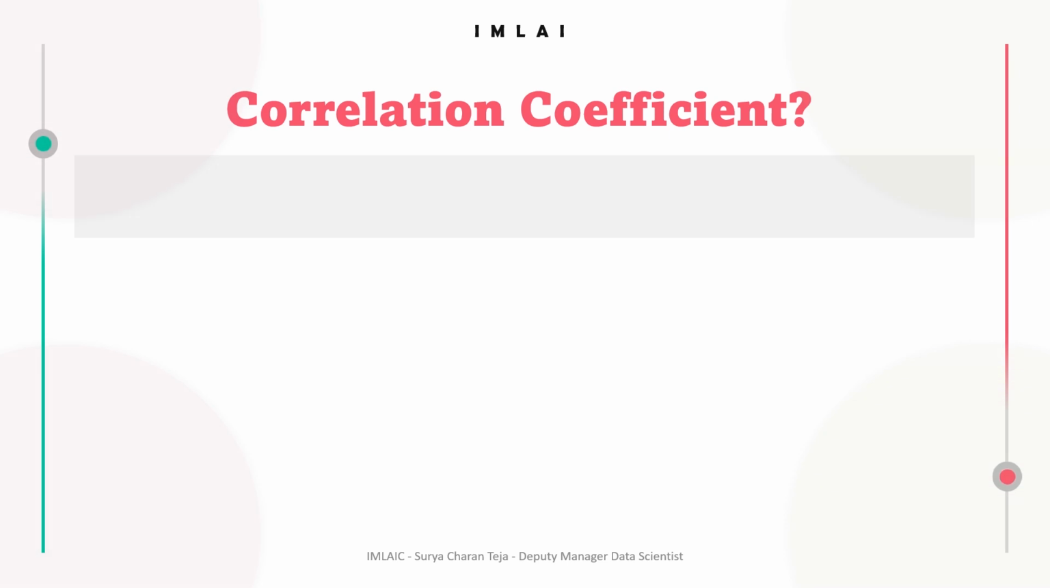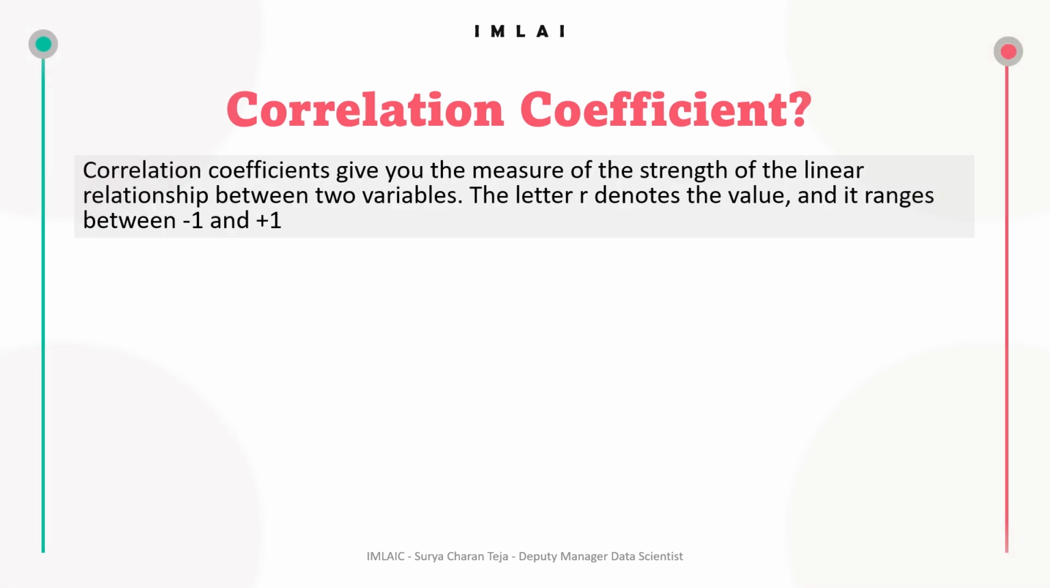So the correlation coefficient gives the measure of the strength of the linear relationship between two continuous variables in this case. The letter R denotes the value, and it ranges between -1 and +1.